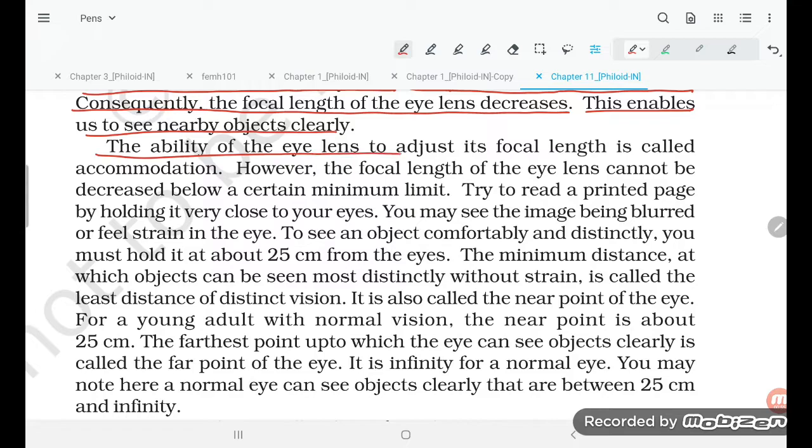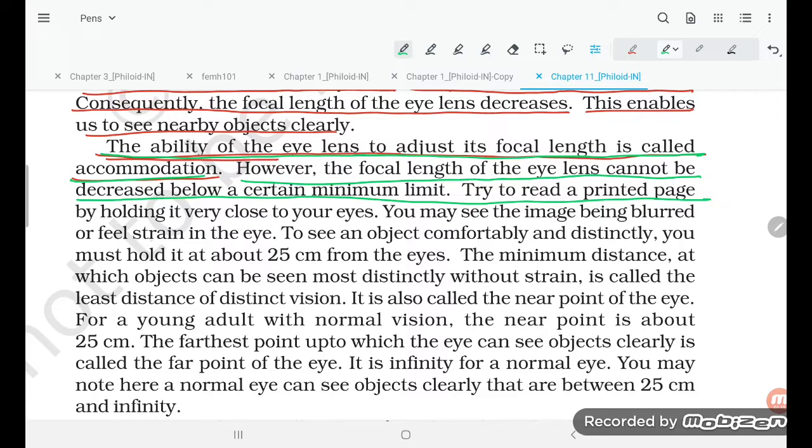The ability of the eye's lens to adjust its focal length is called accommodation. So this line is very important, students. The ability of the eye's lens to adjust the focal length is called accommodation. However, the focal length of the eye's lens cannot be decreased below a certain minimal limit.